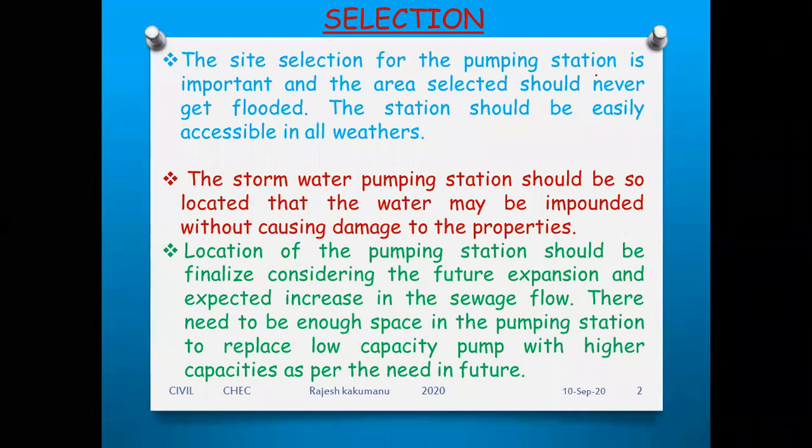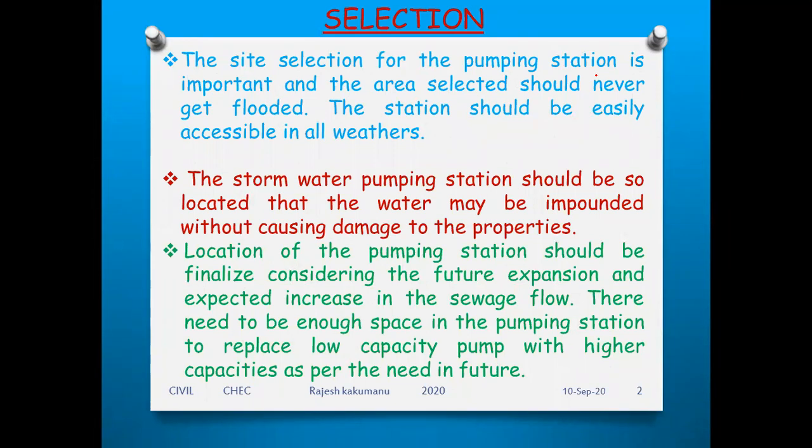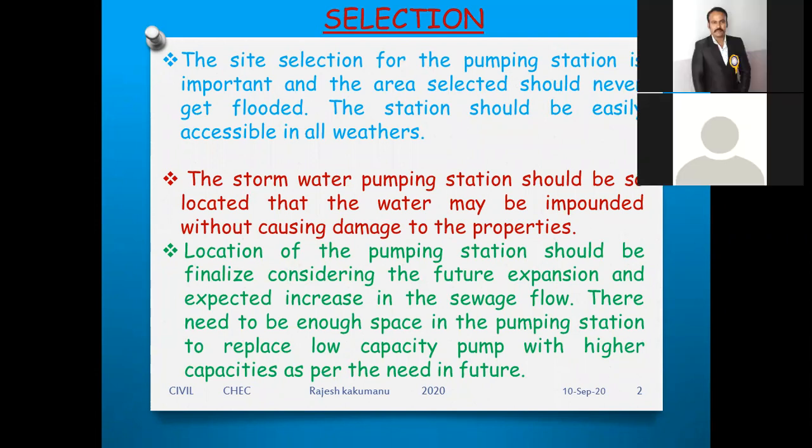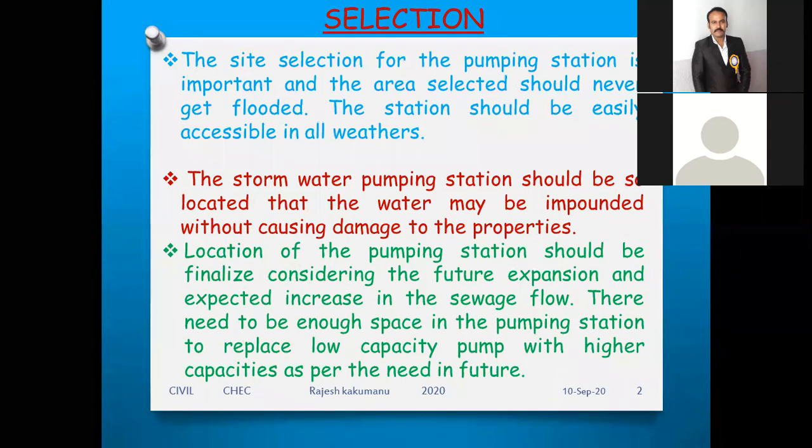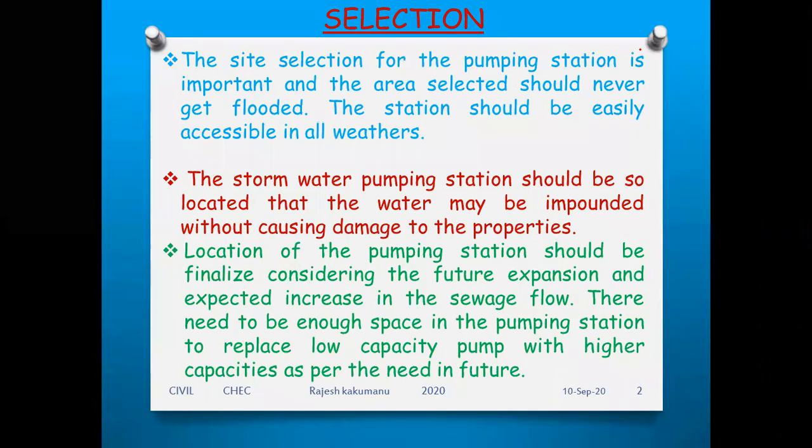The site selection for the pumping station is important because it should not get flooded. Whenever you are planning a pumping system, it should be placed in a healthy and hygienic area, in a proper area. If it is not placed in a proper area, what happens? Maintenance, repairs, or floods will occur in that area. Therefore the site selection is important, and the station should never get flooded.